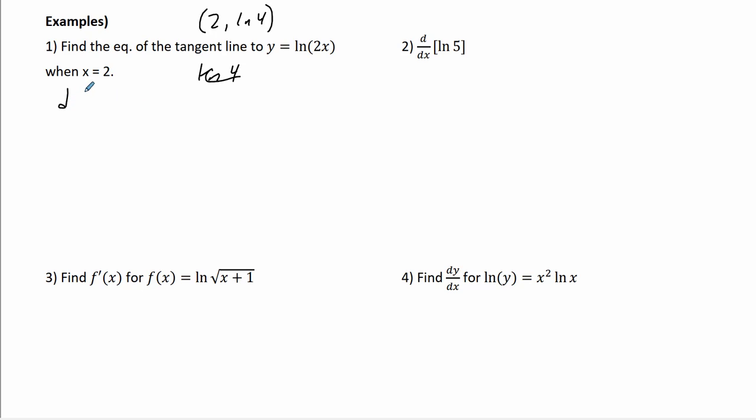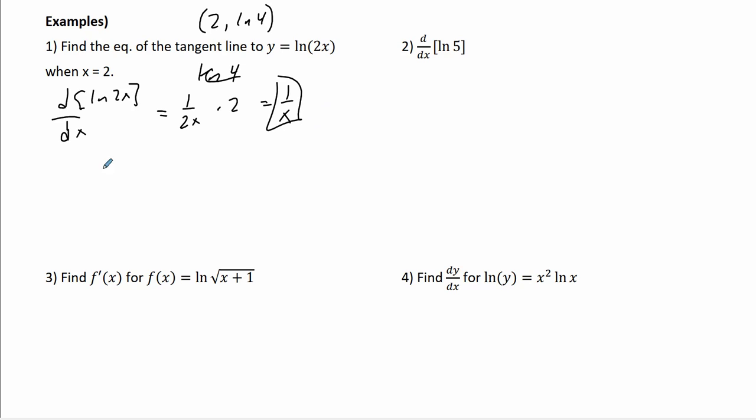Now I'm going to differentiate that. If I take the derivative of the ln of 2x with respect to x, I'm going to get 1 over 2x times 2, which is equal to 1 over x. So the 2's cancel. Now I'm going to plug in 2. So this is the derivative at 2.